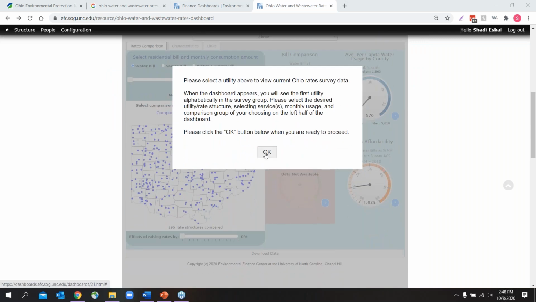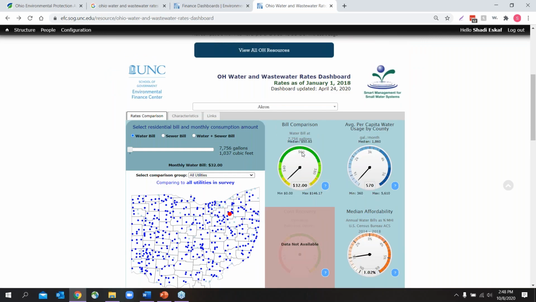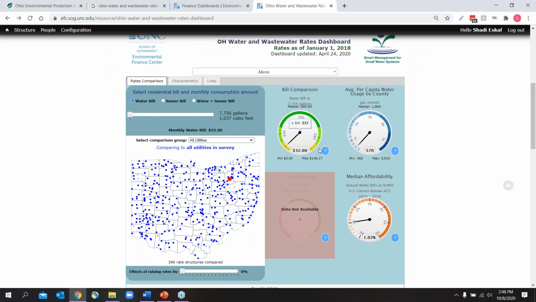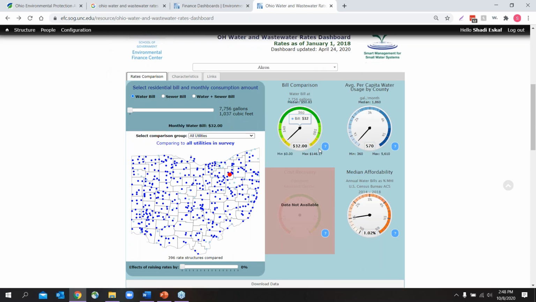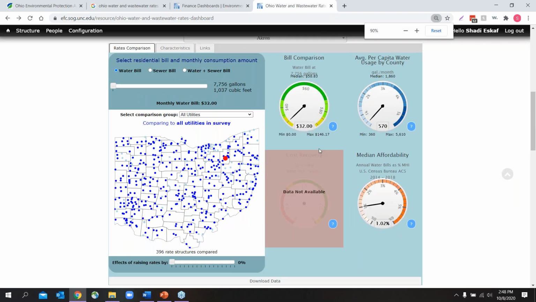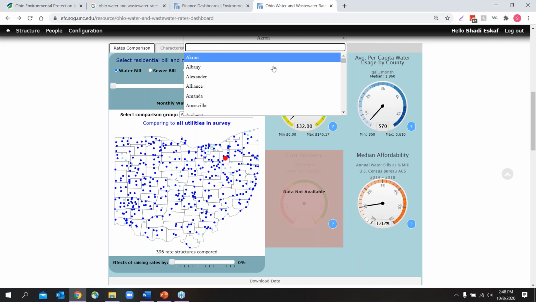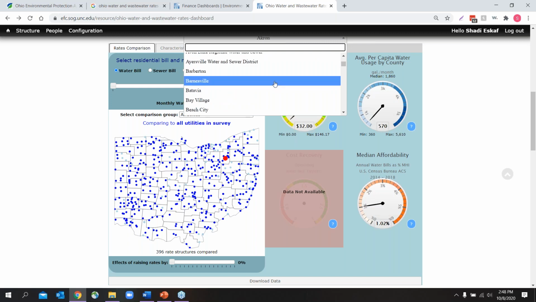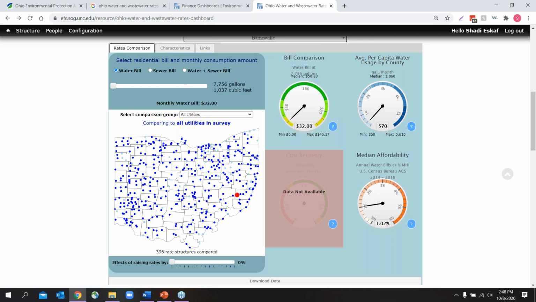So the dashboard, I'm going to hit OK. I'm going to slide it down just so you can see, and zoom in so you can see better. You start off by selecting at the very top what utility you are. I'm just going to randomly pick Barnesville. All right, so here's Barnesville. What you see on the dashboard are several things. One is a map of Ohio and where the system is.